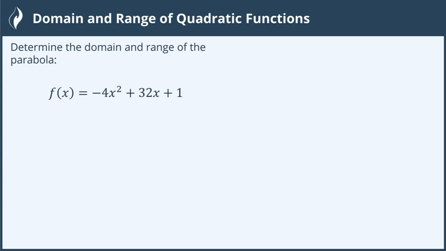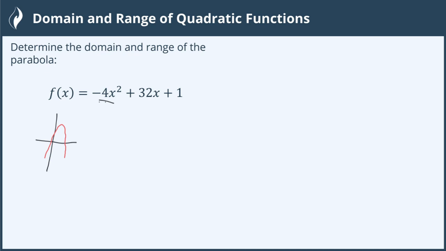To determine the domain and range of this parabola, we need to consider a couple of things. First off, this is a parabola that opens vertically, either up or down. Next, because of the negative sign in front of the a term or squared term, we know that this parabola opens down. If we were to sketch a graph of it, it might look something like this.